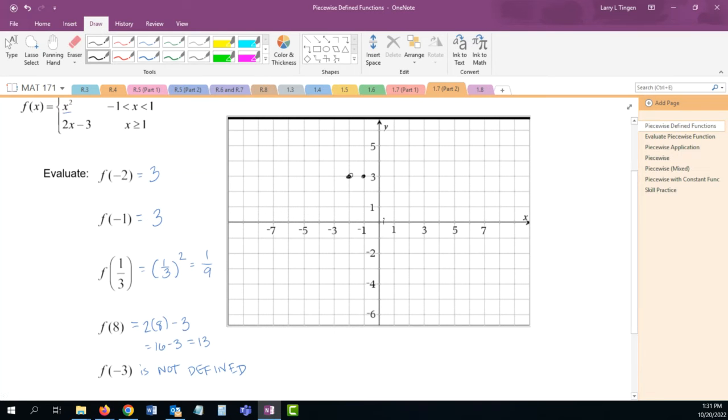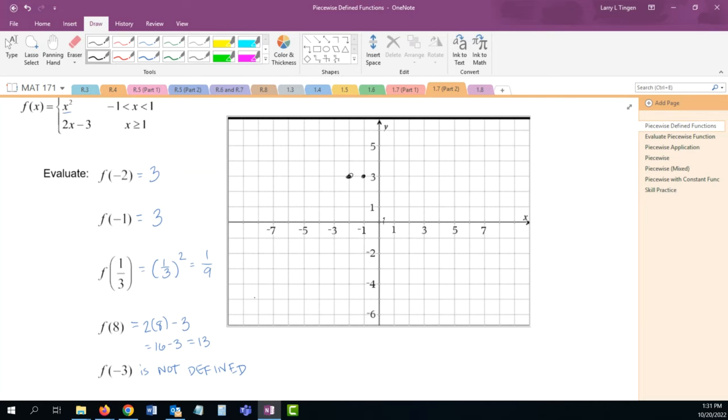All right, so we're here. f at 8 is 13. That's off the graph. So f at 8 is 13. That'd be way up here. And then f at -3 is not defined. So what does this thing look like?